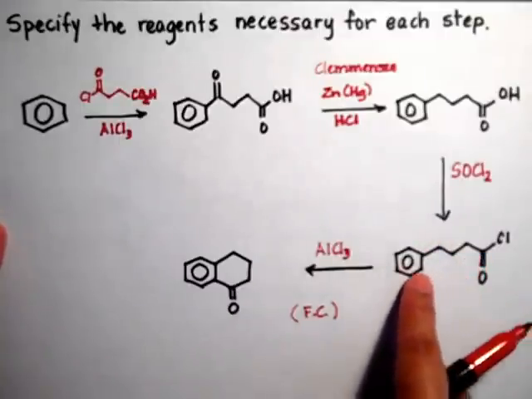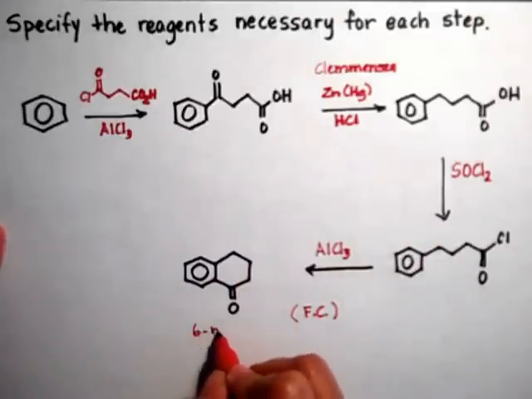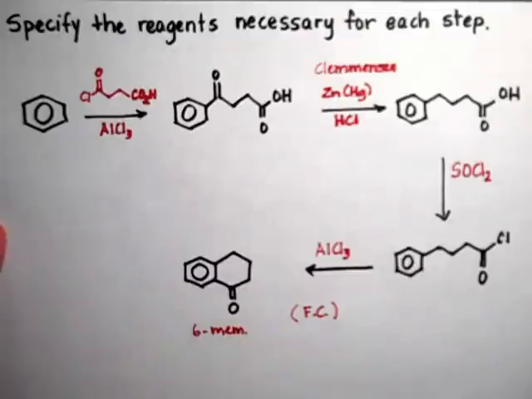And that's it. It's going to be favored because it forms a 6-member ring. And 6 and 5-member rings are favored reactions.